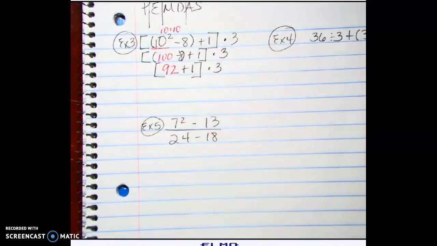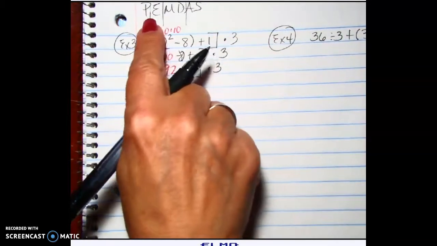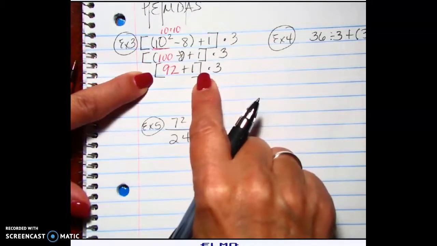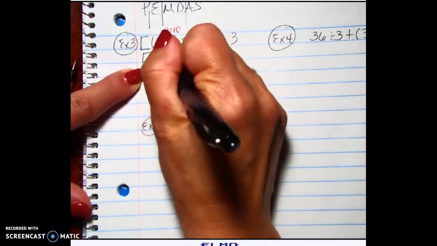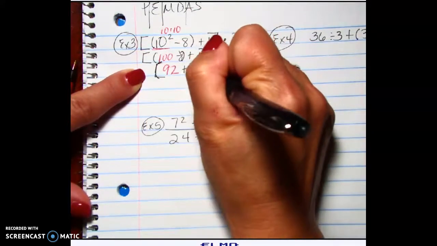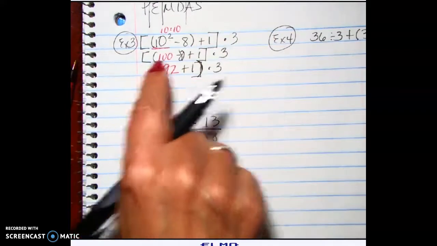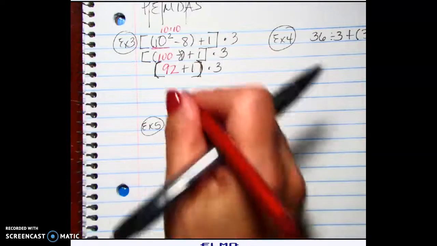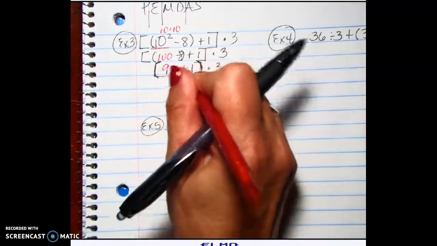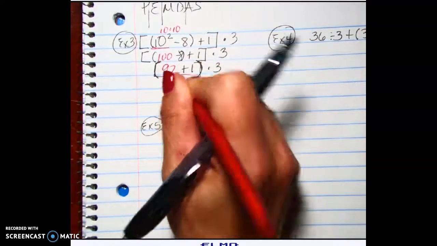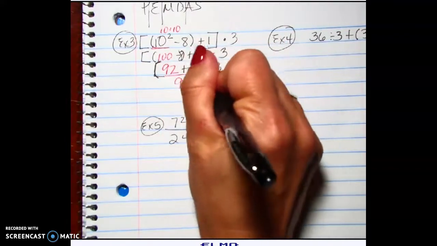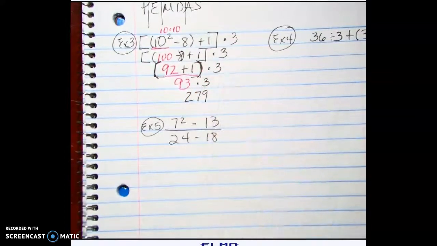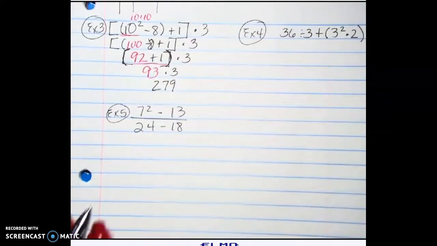Okay, so I'm still not done. My parentheses, which is a grouping symbol, I still have my brackets. Now I can rewrite these as brackets, or I could just use parentheses. They're both synonymous, so that's okay. It's just to recognize that there are two different ones. So I go right here. That's the next step. 92 plus 1 is 93. Then I multiply that by 3, and I get 279. Not as difficult as you thought, huh?